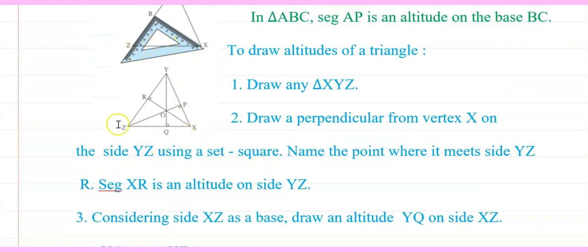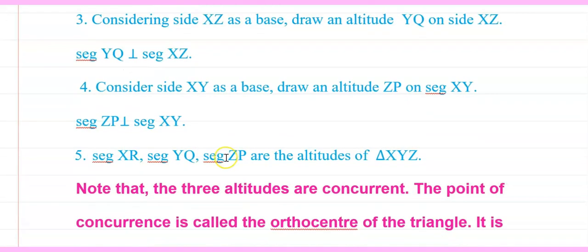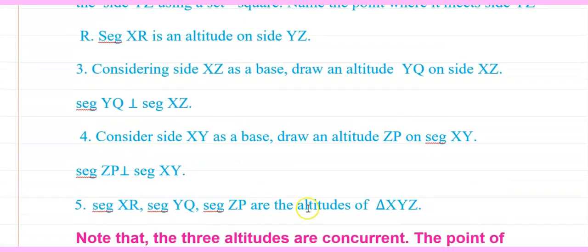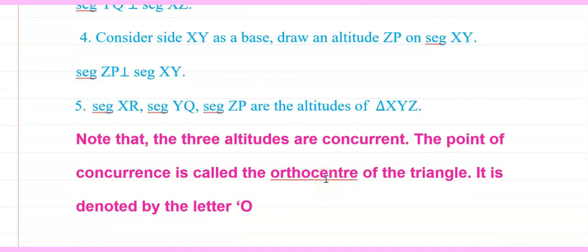And if we see this, all these altitudes of the triangle meet at a single point O. That point is called the point of concurrence. That is, the three altitudes are concurrent. The point of concurrence is called the orthocenter of the triangle. It is denoted by the letter O.